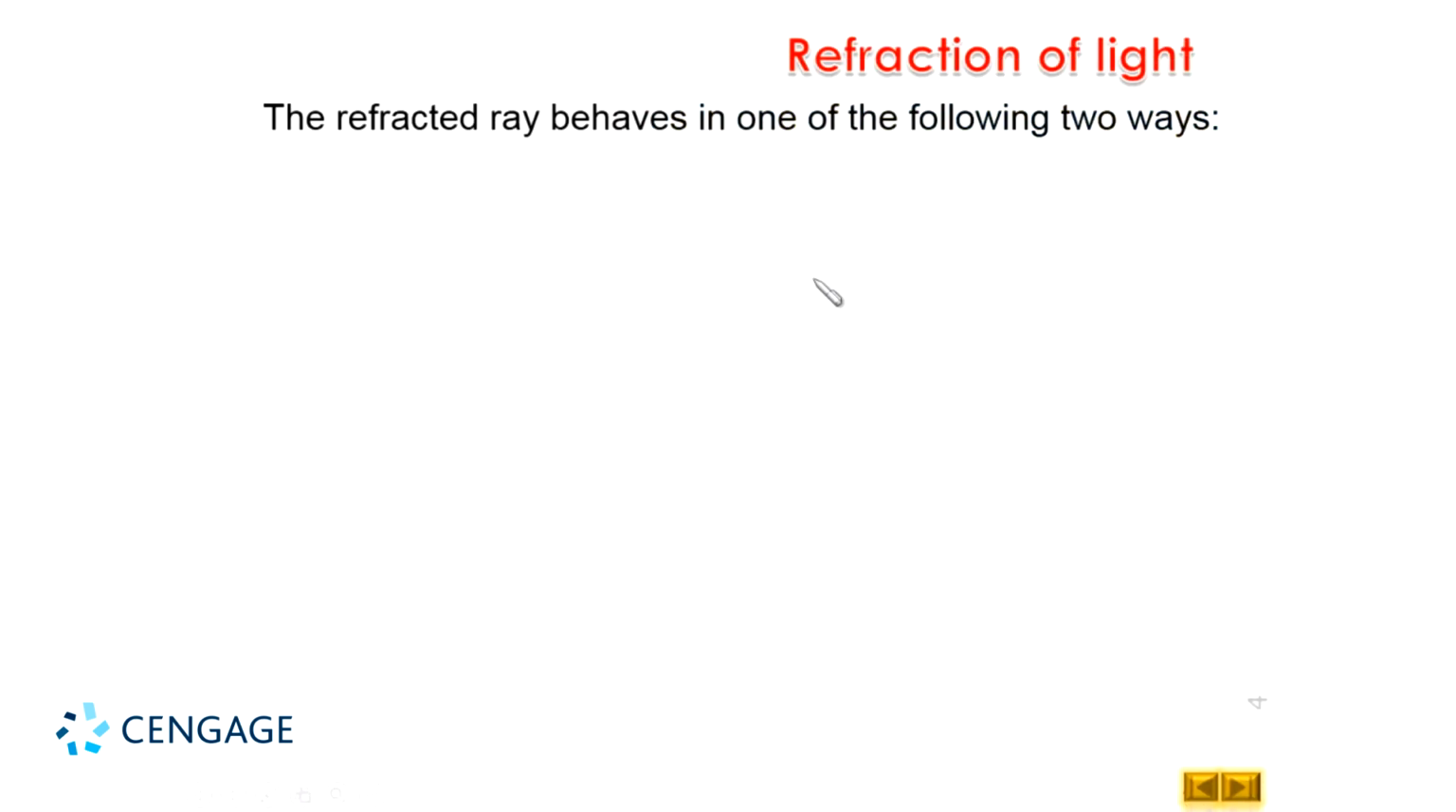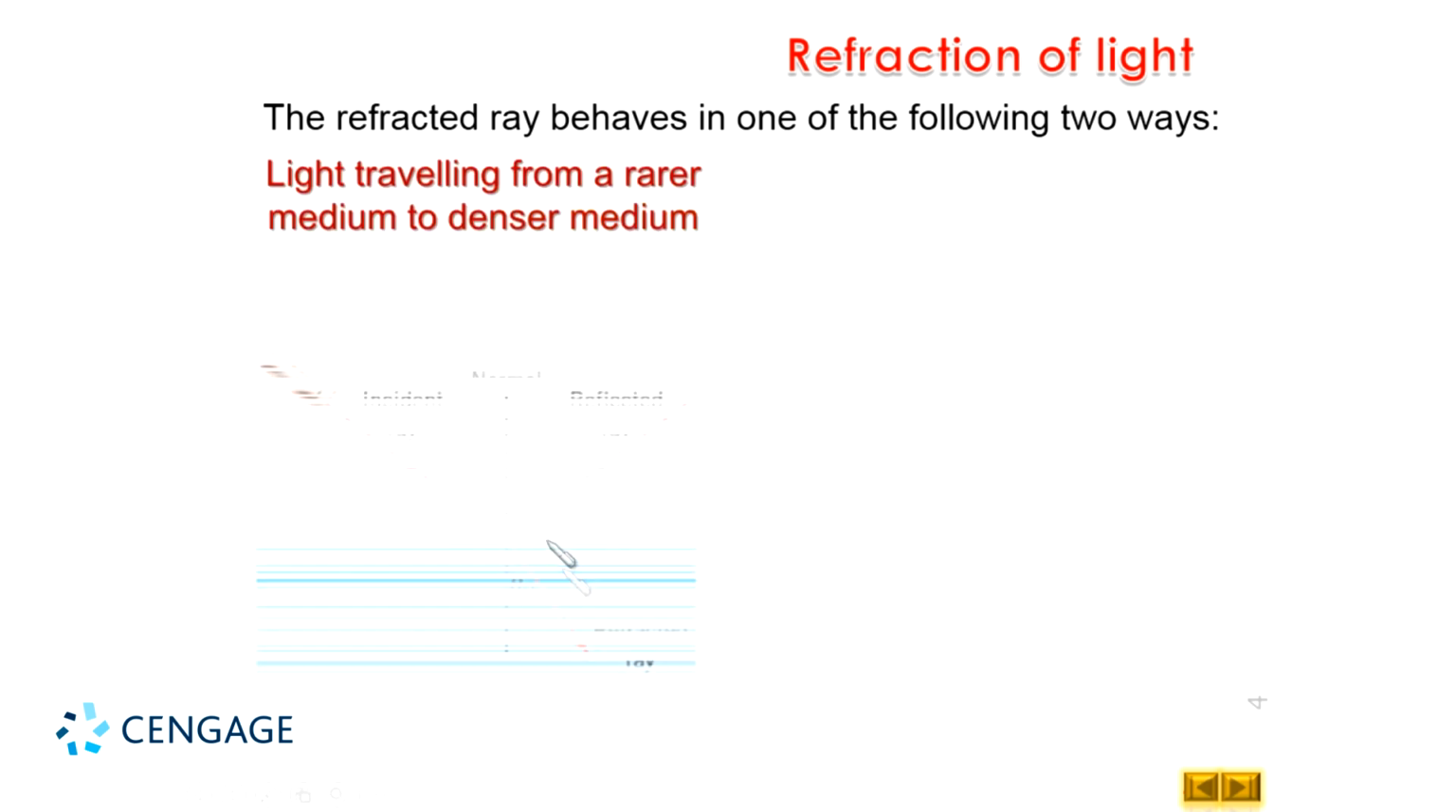Now let us talk about the refracted ray. The refracted ray behaves in one of two ways. We will discuss what the two situations are. One situation is when light travels from a medium where the refractive index is smaller to a medium of larger refractive index. The smaller refractive index medium is called the rarer medium and the larger refractive index medium is called the denser medium. That means when light is traveling from rarer medium to denser medium, the refracted ray bends toward the normal. Let us make the diagram of this situation.